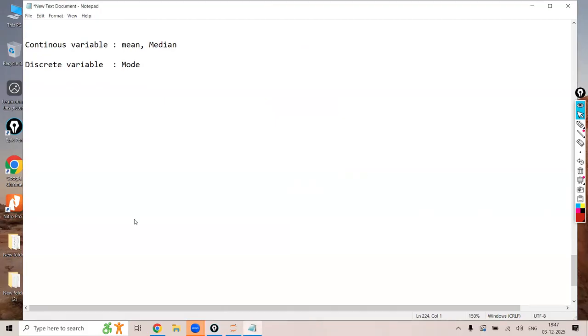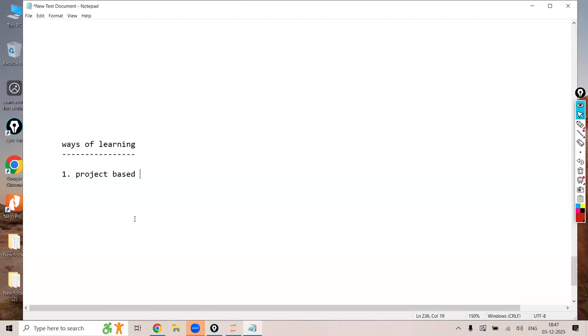Guys, here is a small point. Everyone please make a note of this. There are two ways of learning. One is called project-based learning, and the second one is called concept-based learning.